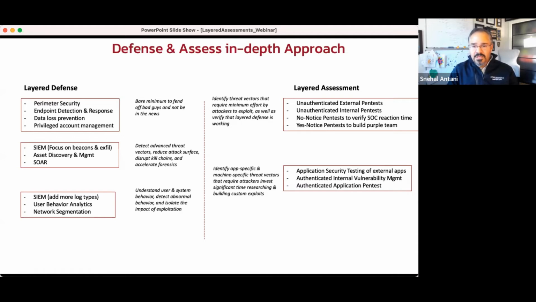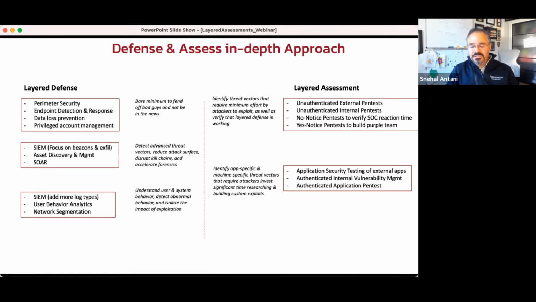reusable attack scripts where they're going to spray and pray across a large swath of companies as an unauthenticated external user in that first test, that is a very different level of effort compared to a nation state or some entity that is trying to study the internals of your application in order to compromise your environment. So the next layer in this maturity or adoption curve here is identifying application-specific or machine-specific threat vectors that require attackers to invest significant amounts of time researching and building custom exploits.